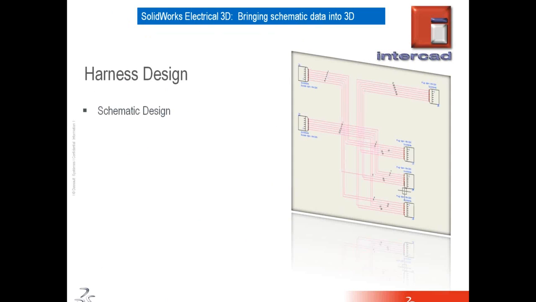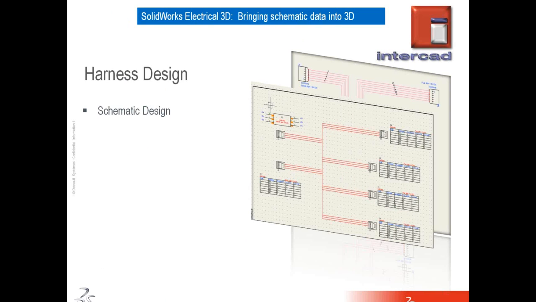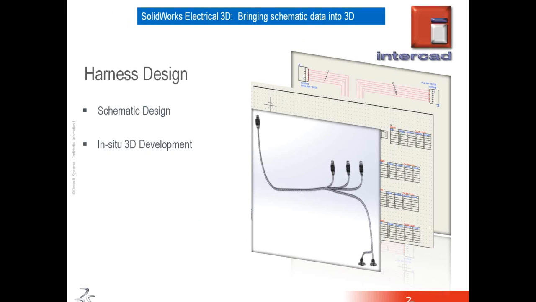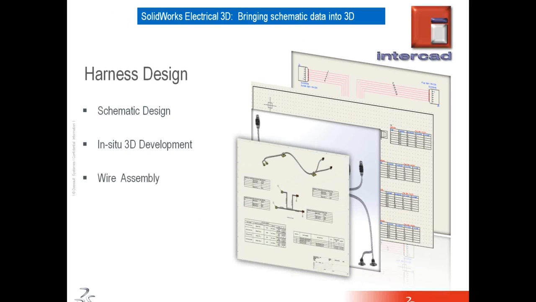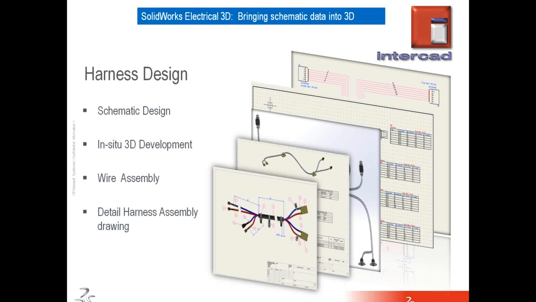Harness design is also possible in electrical. So what it does, for example, you create a similar type of drawing to what you can see on the screen in SolidWorks Electrical 2D. Then you do it at multi-line level, and you do it, for example, in 3D position development, such as this, what you can see on the screen. Wire assembly drawings, again, are possible in SolidWorks Electrical. So many different applications can be done, or many different types of drawings.